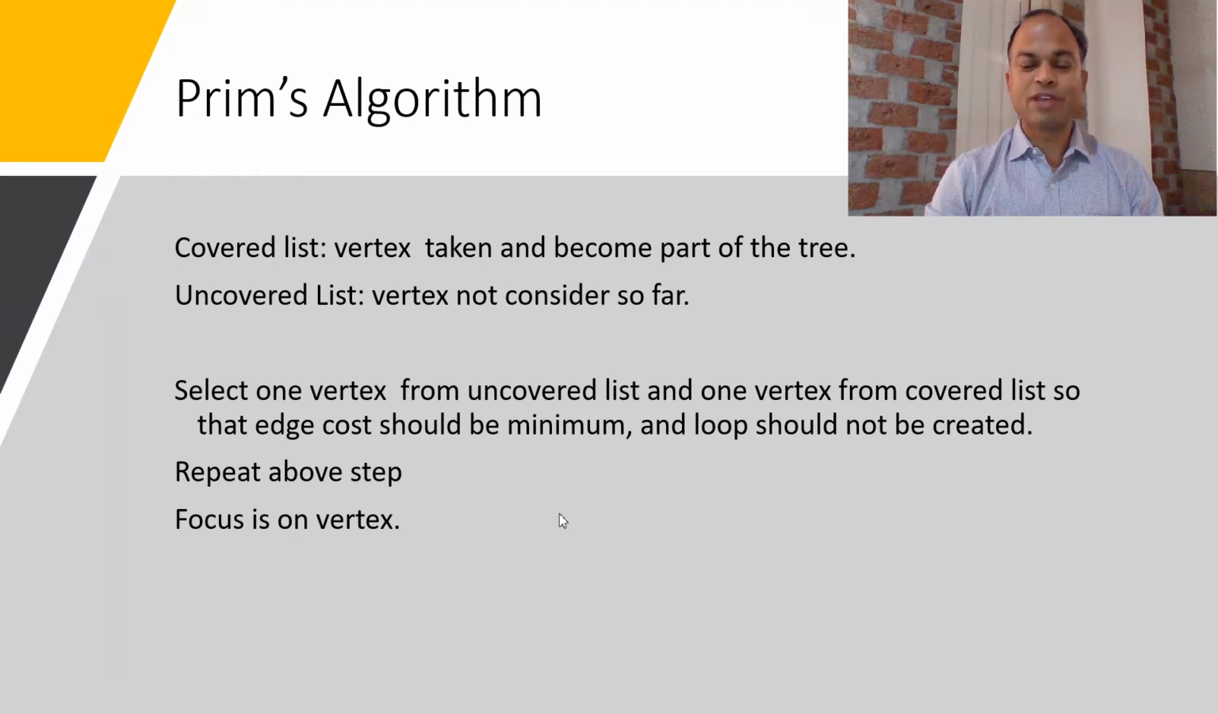The working of Prim's algorithm is very simple. We have to select one vertex from the uncovered list and one vertex from the covered list so that cost should be minimum and loop should not be created. We have to repeat this process again and again. This algorithm is called Prim's algorithm. And here our focus is on the vertex, not edges, because we are selecting one vertex from the covered list and one vertex from the uncovered list. Our focus is on the vertices.